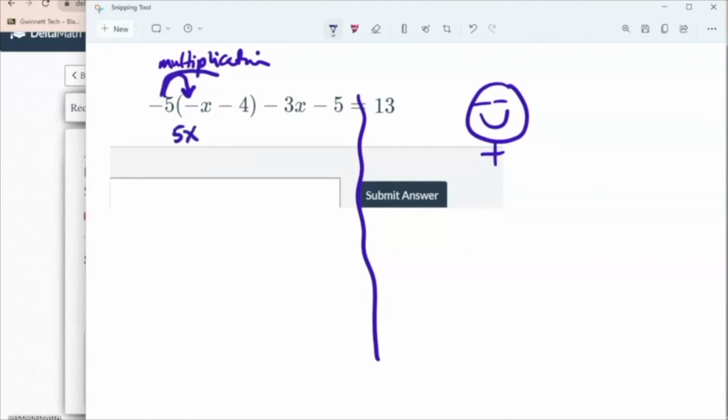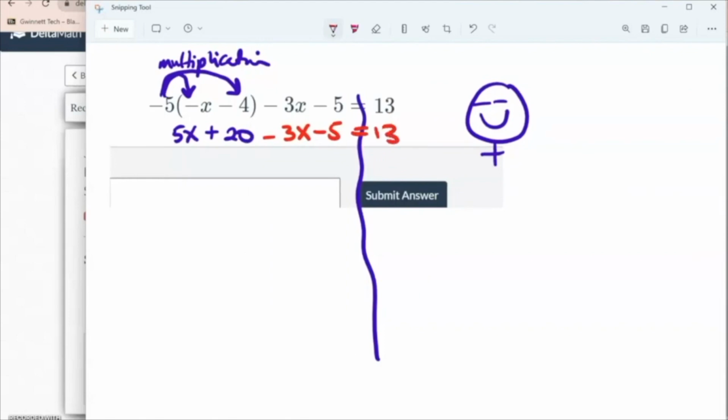And then we're not rude, so please make sure you say hi to everybody inside the house. So -5 times -4. Negative times a negative, we just said, is a positive. 5 times 4 is 20. Bring everything else down. So everything else stays exactly the same. All you did was distribute into the parentheses.